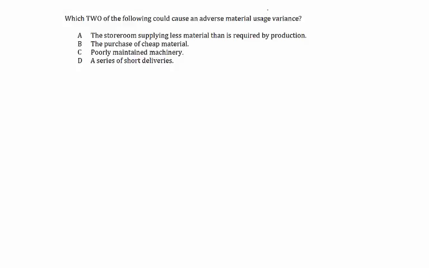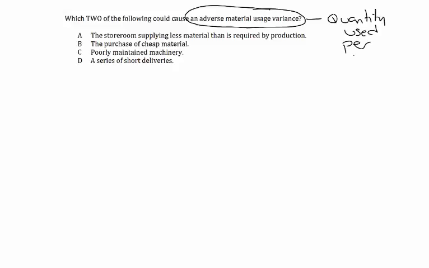This question is asking what could cause an adverse material usage variance. And it's important to understand that a usage variance is actually looking at the quantity used per unit. So not how much was used in total, because that could be impacted based on how many units you actually produce, but what we're looking at more is how much actual material did you use on each unit that you actually produced. And we're trying to understand what could cause you to use more material, because it's an adverse variance, than you would have expected.